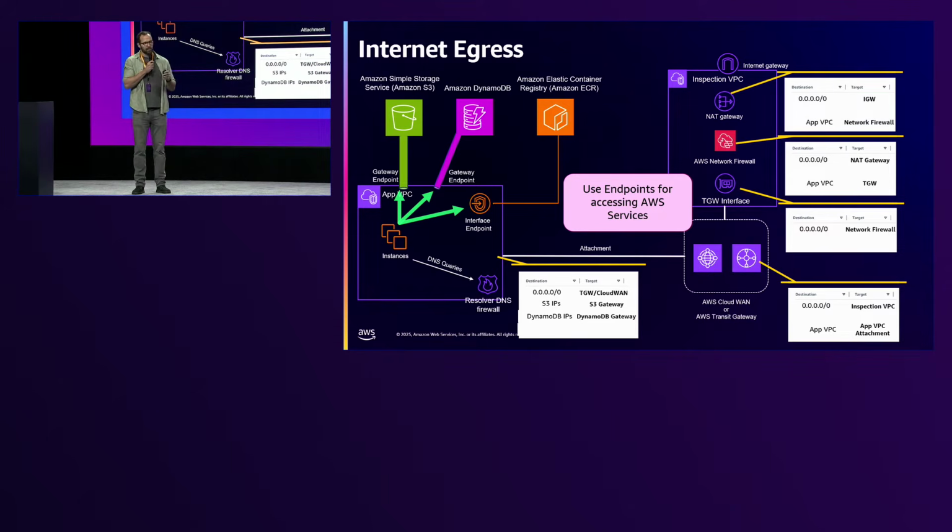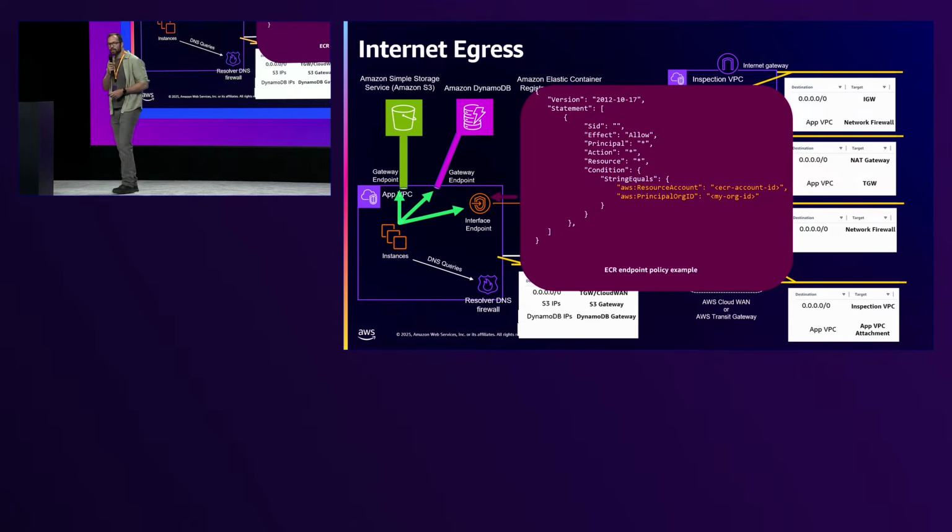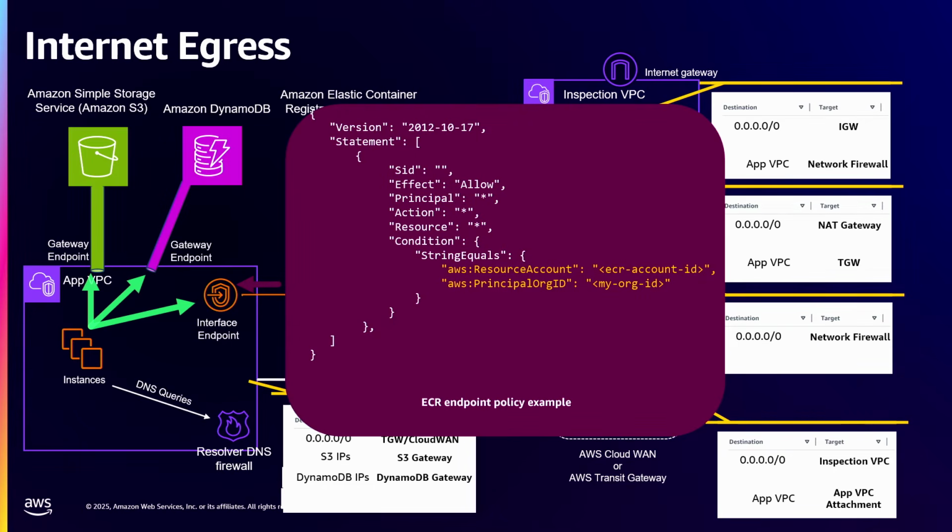Now, but you can ask, what about security? How do I make sure no one connects to a bucket that's not my corporate bucket, or no one connects and downloads an image from somebody else's image repository? Well, you can apply policies on the endpoints to control data access. Who are you talking to? What destinations you can communicate with through these endpoints?